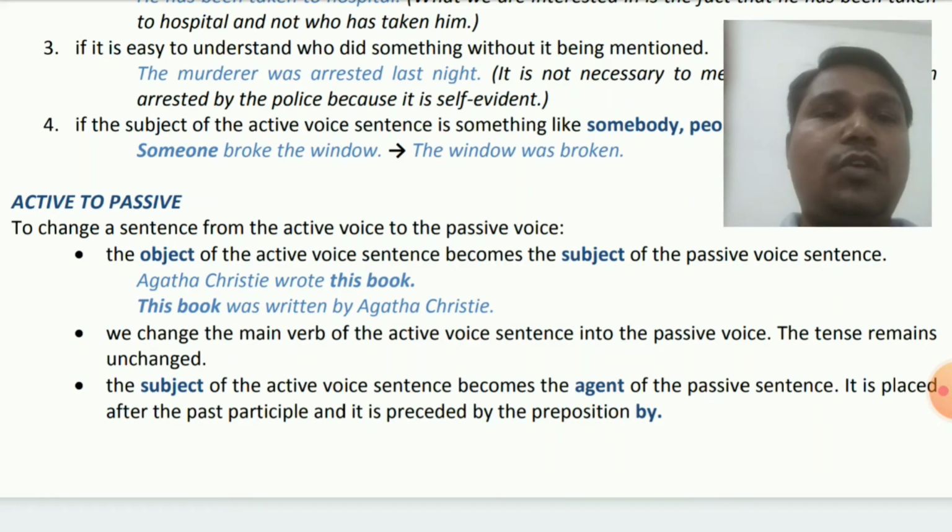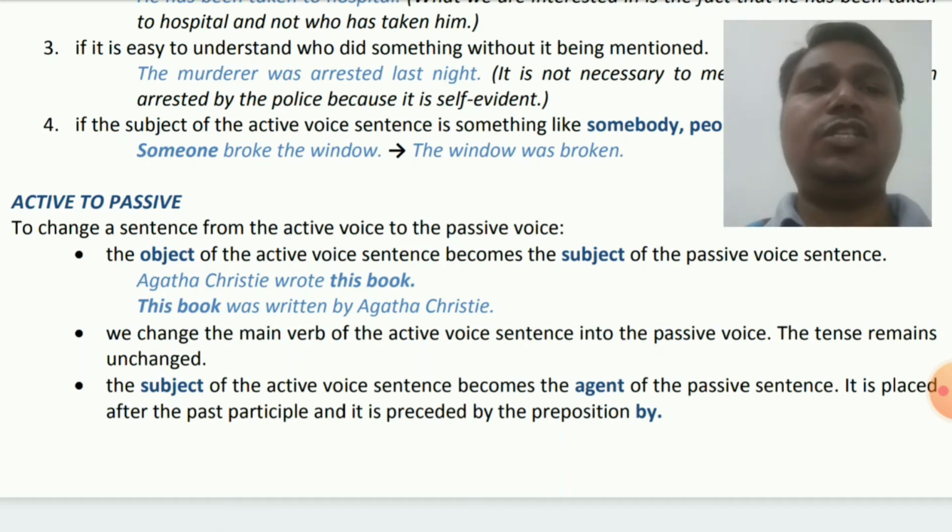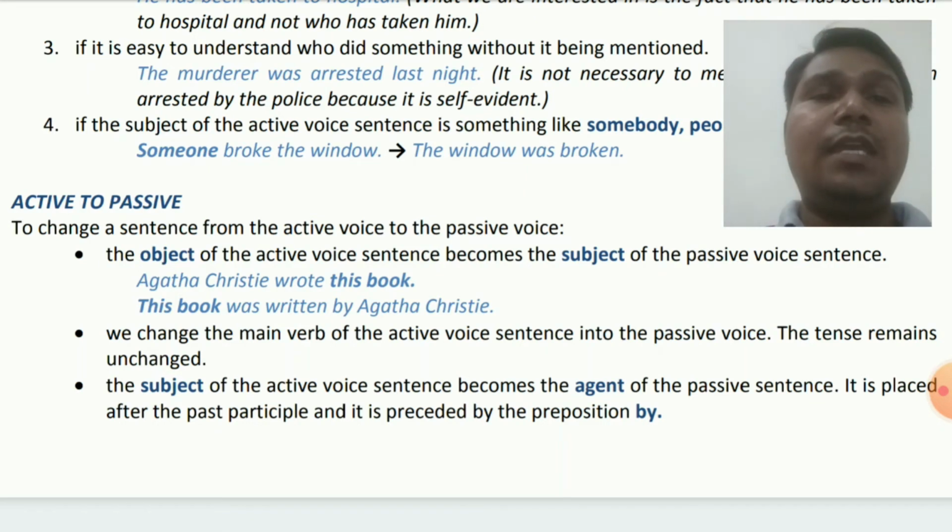Agatha Christie wrote this book. In this sentence, Agatha Christie is the subject, wrote is the verb, and this book is an object. When we make the same sentence into passive, this book, which is the object in the active voice, will become the subject in the passive voice. This book was written by Agatha Christie.